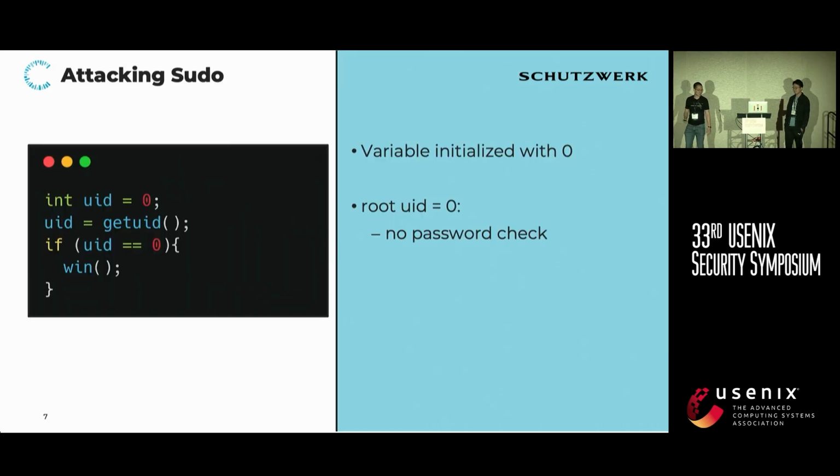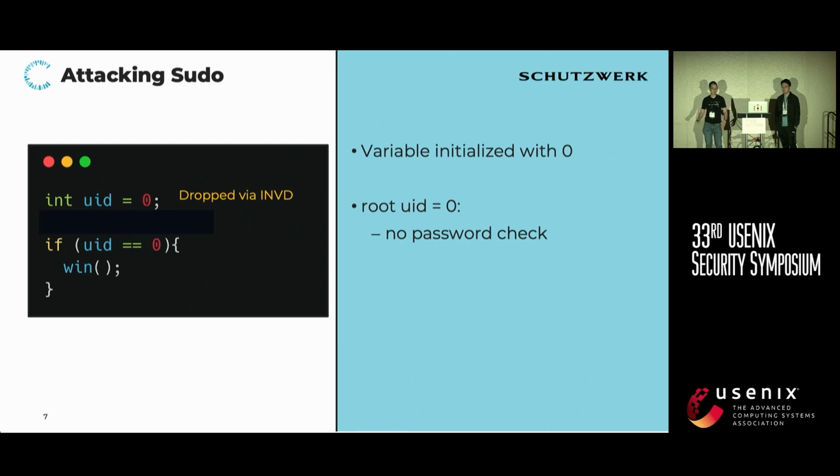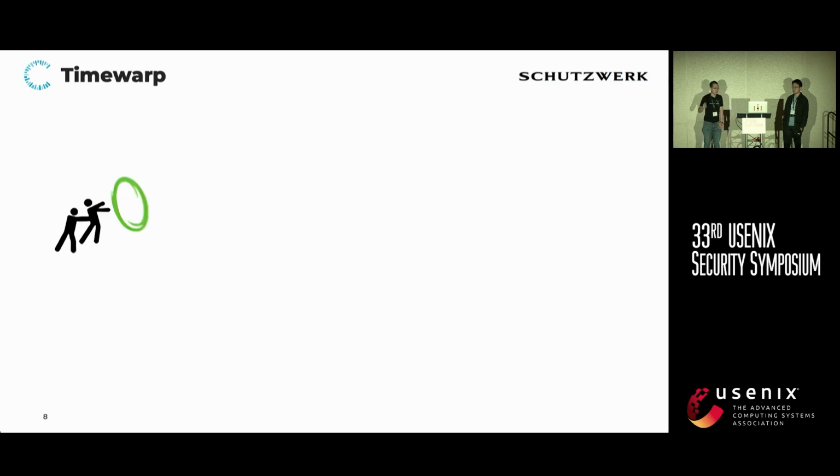So the first exploit is really simple. We want to attack sudo, and sudo has a variable that's initialized with 0, and if it stays 0, we just win. There's no password check, and we just become root. So with CacheWarp, we just drop this write, invalidate it, the value stays 0, we win. Here's the issue: we will never be this lucky again to just get a win variable. So we need a more generic exploit primitive.